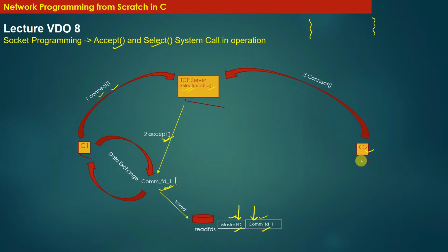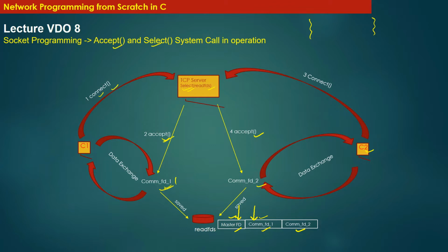Now let us say from the new client C2, again a connection request arrived to the server. Select system call was blocked, right? As soon as the new connection request arrives, again the select system call gets unblocked. And the reason for unblocking is that the new connection request has arrived from the new client. Therefore, in this case, the accept system call will be called. The return value of the accept system call will be another communication file descriptor. This communication file descriptor will be used for data exchange with the client C2, and it will be added to the read-FDS set. So read-FDS set will now have three file descriptors.